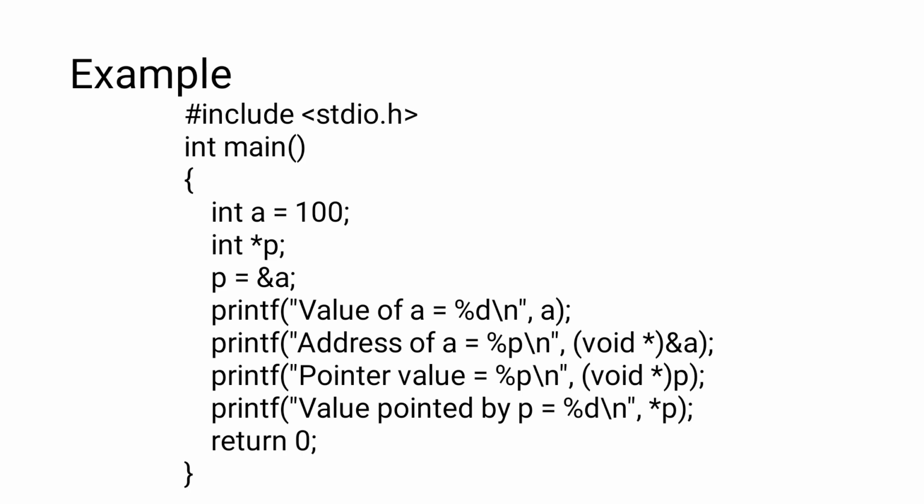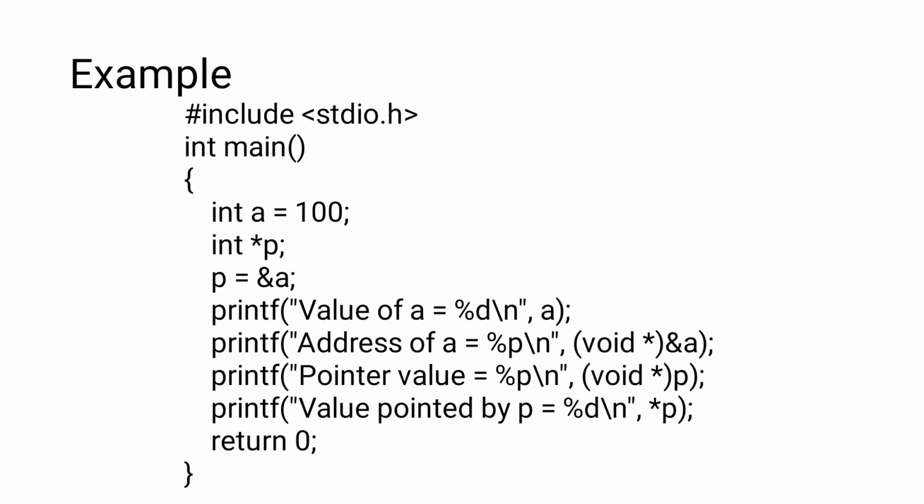In the next line I'm going to print the value of a. So "value of a = %d". %d is the format specifier used for printing an integer value. So printf("value of a = %d\n", a). What I am going to print is the value of a, so value of a equal to what? 100. That will be printed.